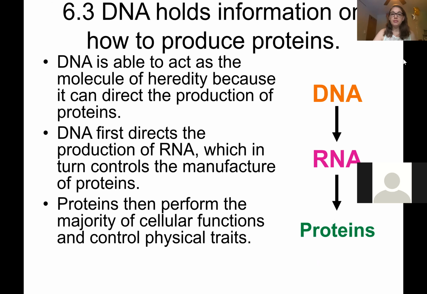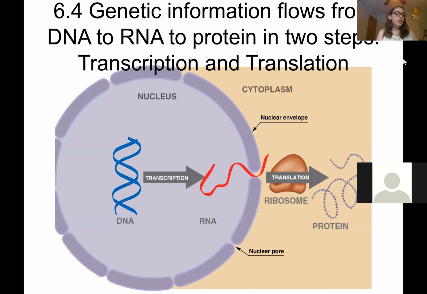Okay, so this picture here, I don't even know where it is. We may not have it in the book. Oh, it is. Okay, on page 120. It's a great little summary picture for you to look at. And so genetic information flows from DNA to RNA to protein in two major steps. You must know what these steps are. You have transcription and translation. Transcription happens in the nucleus. Translation is in the cytosol.